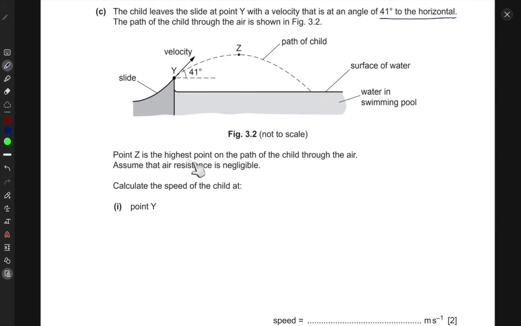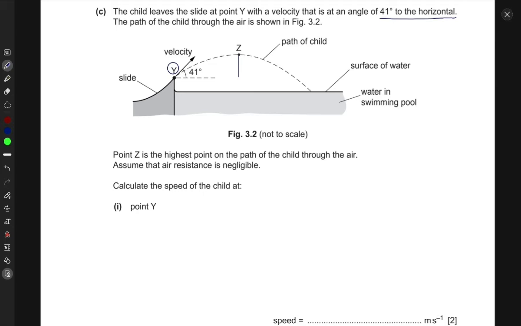Point Z is at the highest point on the path of the child through the air. So this is when he has maximum height from the horizontal. Right. Assume the air resistance is negligible. Calculate the speed of the child at point Y. So what would be his speed when he is at point Y, just about to move off from the slide?